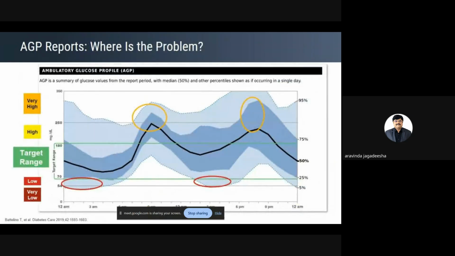So where is the problem? You can see, as I discussed, high glycemia is seen, hypoglycemia is seen. So this is where we can educate. The red circle is hypoglycemia. The yellow one is the hyperglycemia, and very high sugar levels also can be detected. So this is where we can reduce or increase the medication depending upon the levels.